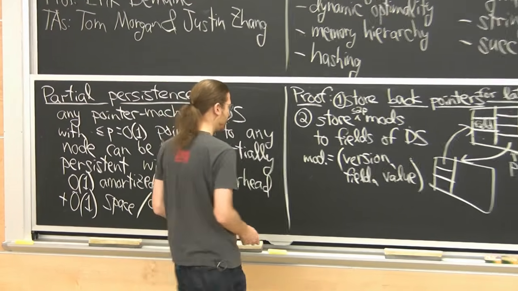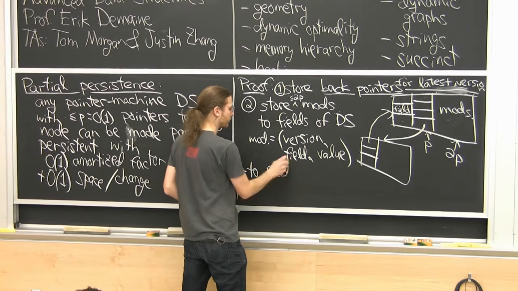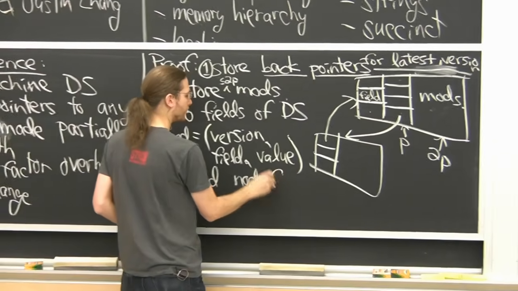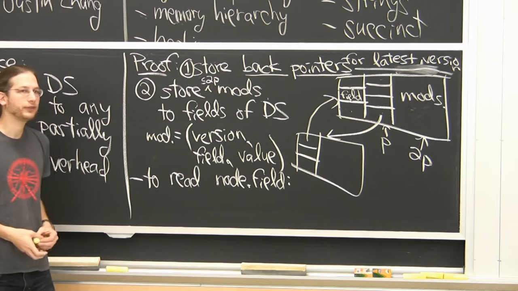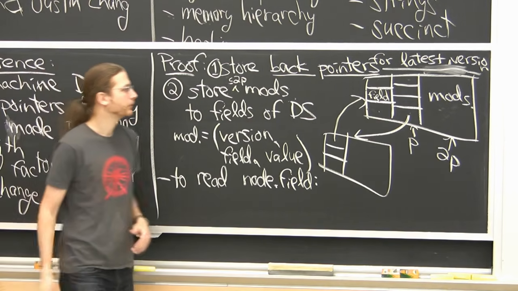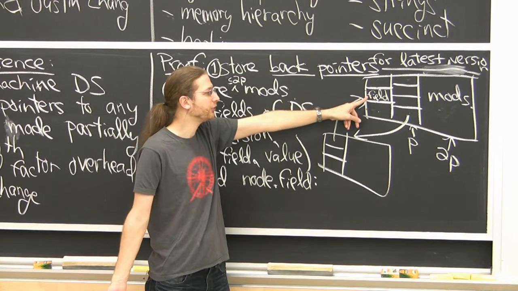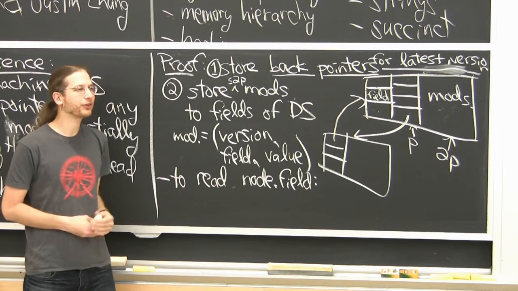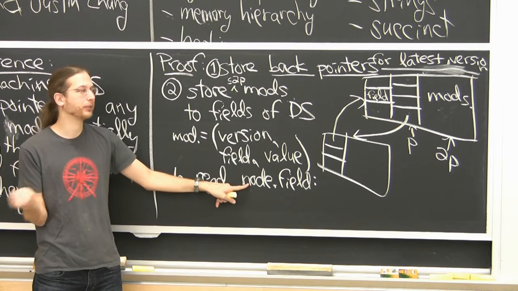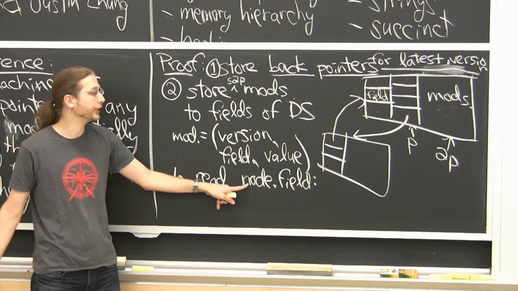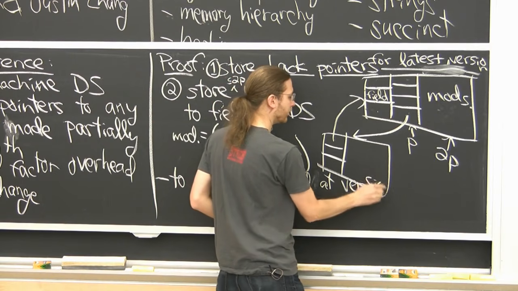So first thing is, if you want to read a field, how would I read a field? This is really easy. You first look at what the field is in the node itself, but then it might have been changed. And so remember, when I say read the field, I actually mean, I'm given some version v. I want to know what is the value of this field at version v, because I want to be able to look at any of the old data structures too. So this would be at version v.